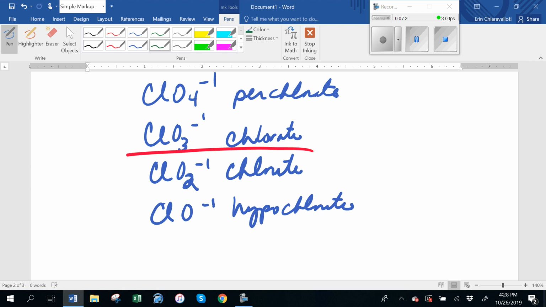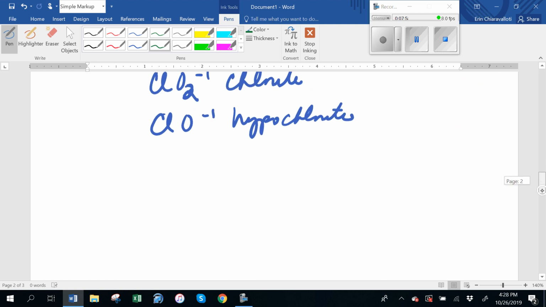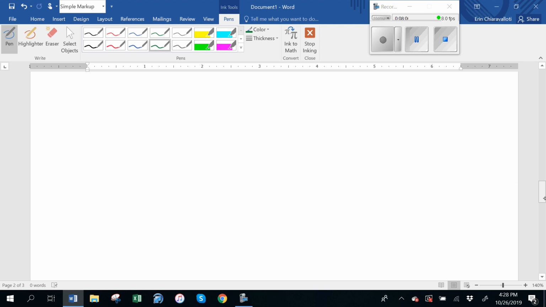But the chlorate is similar to the bromate, which is similar to the iodate. So if you know the chlorate, the bromate, the iodate, then you know all 12 of these, and they are on the chart as -1. So those are not as onerous to remember if you understand the relationships.